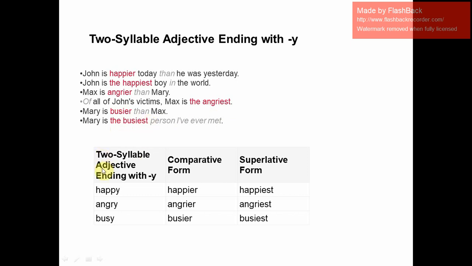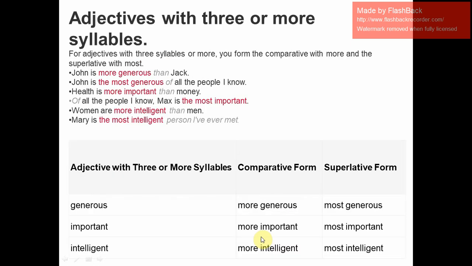So the two-syllable adjective ending with y, if I make a comparative form, I have to add er, but before it, I have to change the y into i. The superlative form, I have to add est, but before it, I have to change the y into i. So happy, happier, happiest. Angry, angrier, angriest. Busy, busier, busiest. Okay. Now let's have a look at the adjectives with 3 or more syllables.